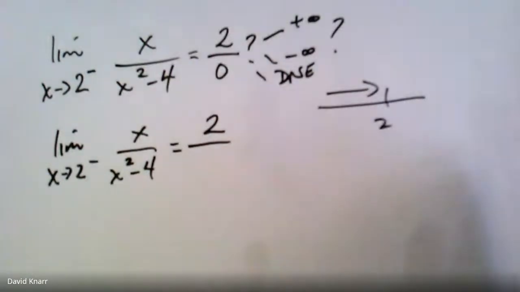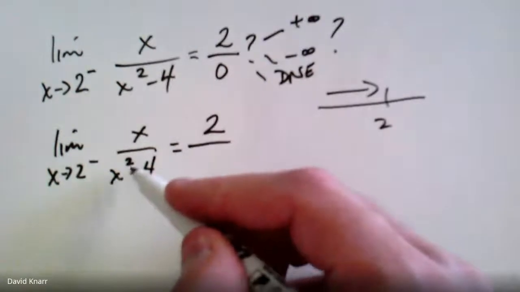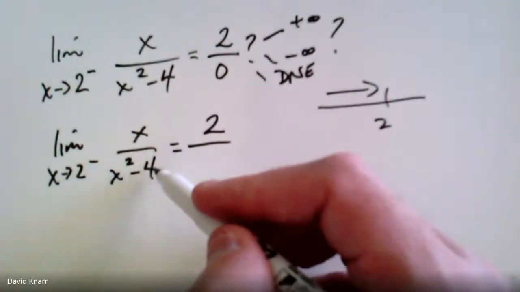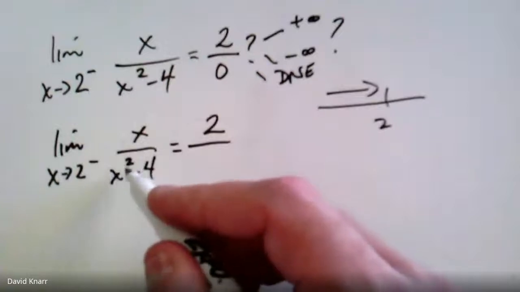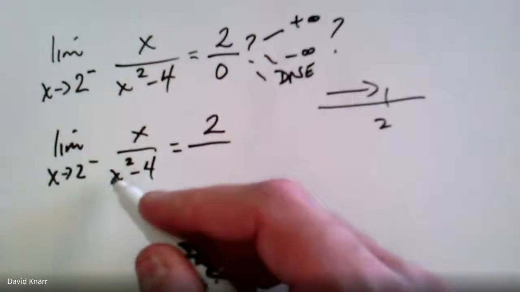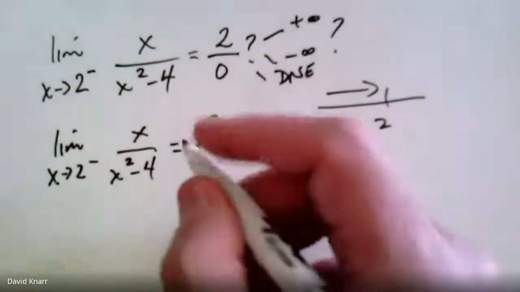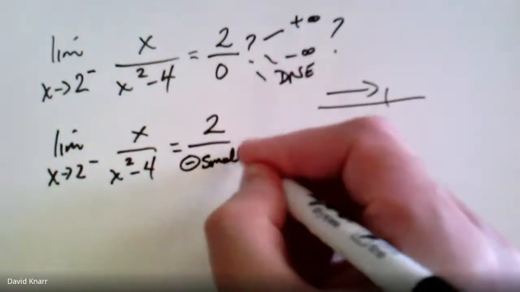1.9, 1.99, 1.999. Take that number, square it, and compare it to 4. Okay, so 1.999 squared is not quite 2 squared. So this number is going to be smaller than 4. It's going to be 3.99999 minus 4. So that's going to be a negative number, and it's going to be really small.